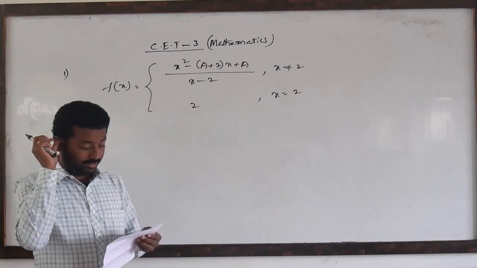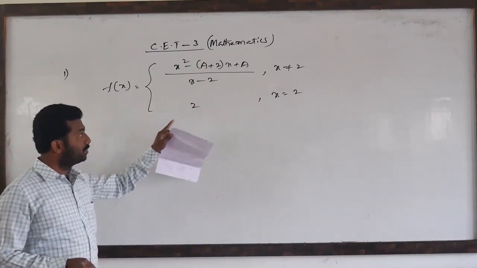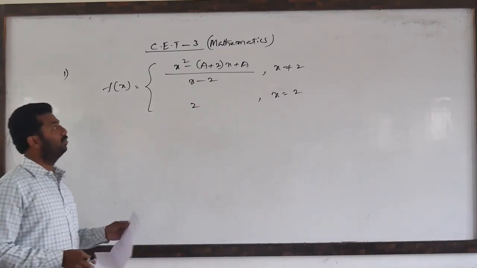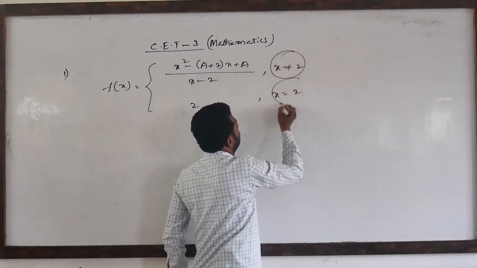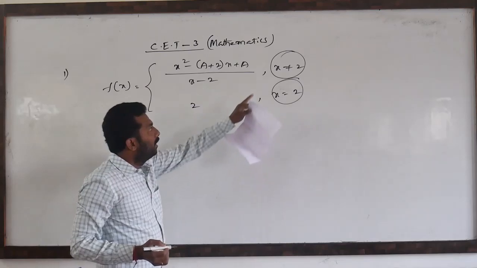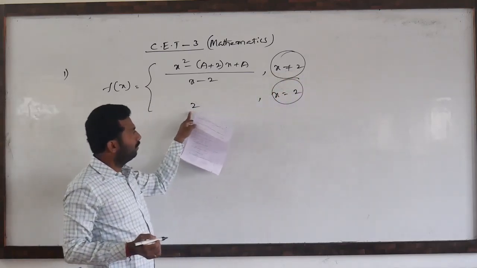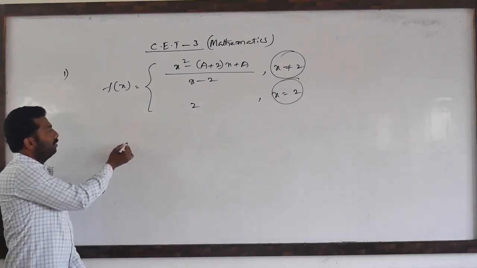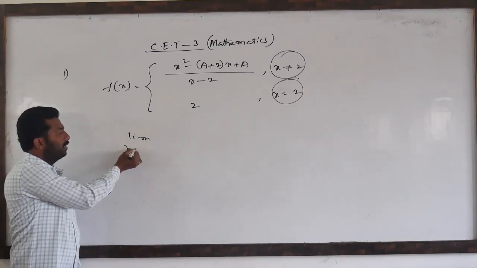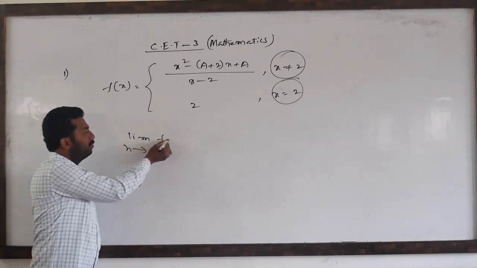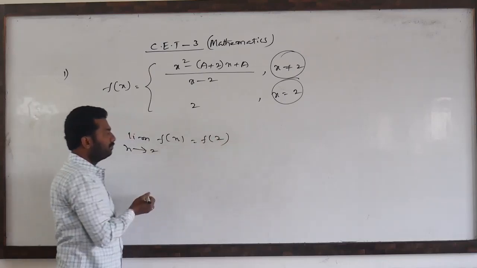First question: f of x is defined like this, which is continuous at x equal to 2. Continuous at x equal to 2 means, you observe, here x is not equal to 2, x tends to 2. This is f of 2. F of 2 value is 2 only. So this function is continuous means, what is the definition? Limit x tends to 2 of f of x equals f of 2.